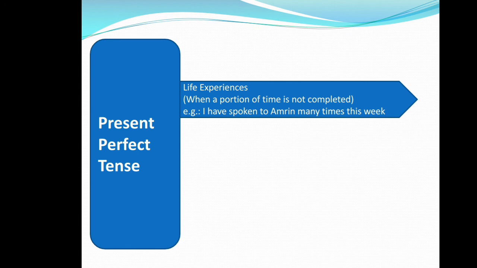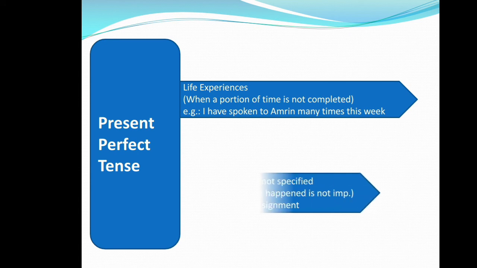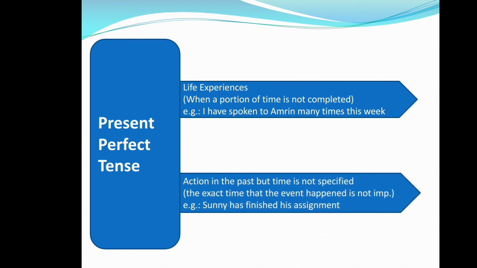The second use is for the action in the past where the time is not specified. Now what do you mean by that? Means the exact time that the event happened here is not important. How? Let's look at the example. Sunny has finished his assignment. Sunny is the name of a boy and he has finished the assignment.